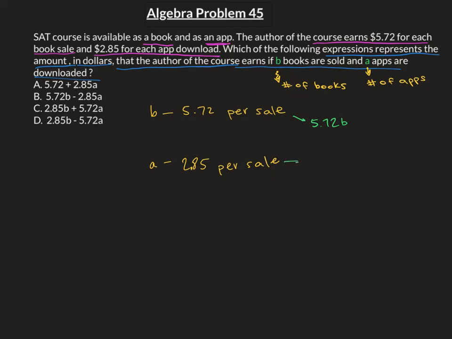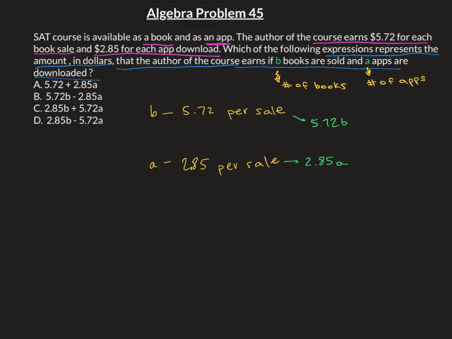Now, same goes for app sales. We've got $2.85 per app sale. And if we're taking A as the number of apps, this would just become $2.85A. Because for any given value of A, say we take 35 as the number of apps sold, that means 35 times 2.85 will tell you how much money he's made through app downloads. Now the question is asking us to represent the amount in dollars that the author of the course earns if B books are sold and A apps are downloaded.